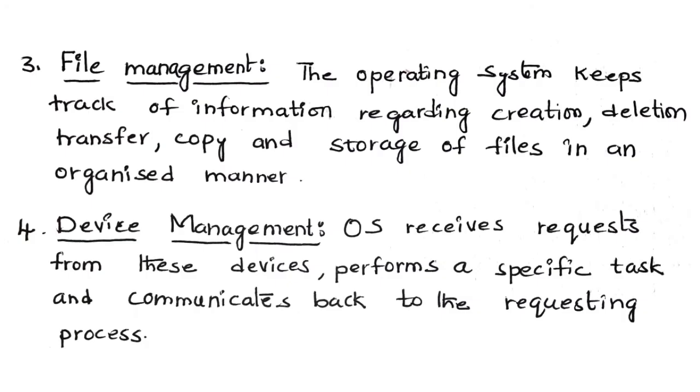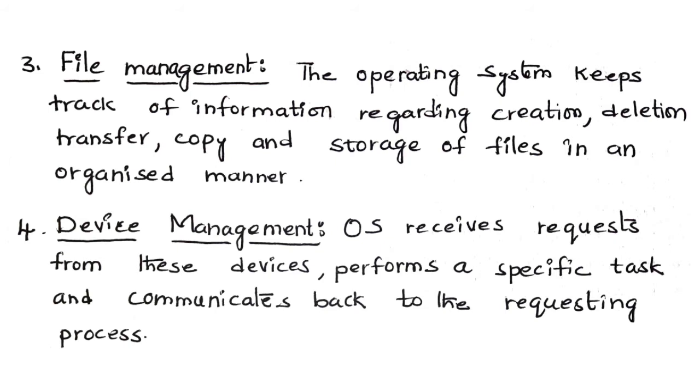Now, come to the next function, file management. A computer system uses a lot of data which is stored on the secondary storage devices. The operating system keeps track of information regarding creation, deletion, transfer, copy, and storage of files in an organized manner. It also maintains the integrity of data stored in these files, including the file directory structure.